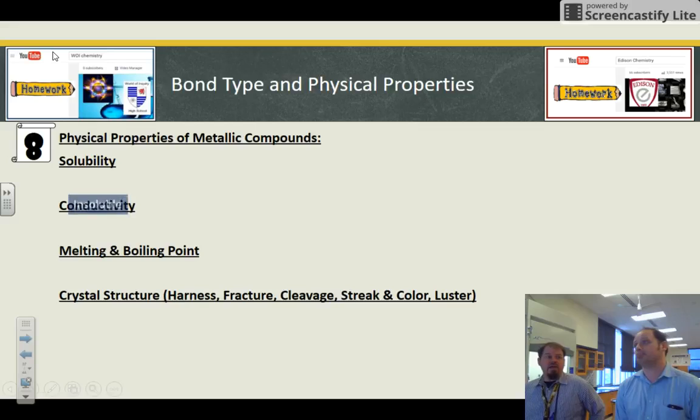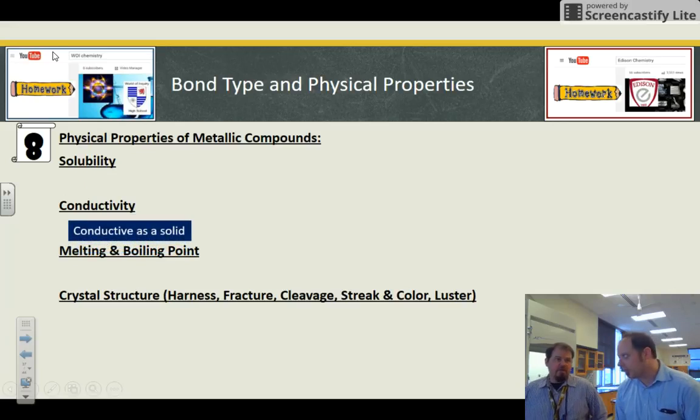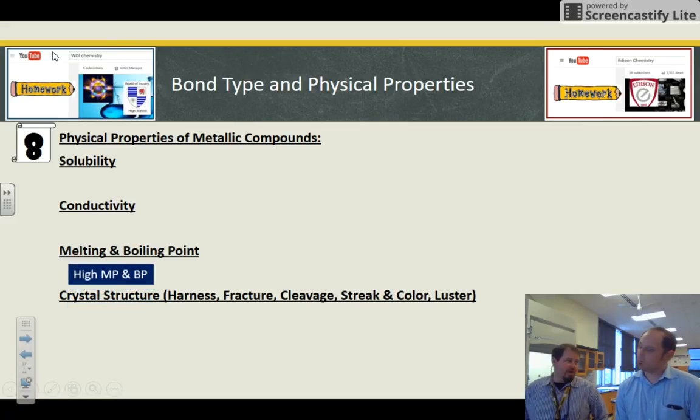Okay, metals. They are going to be insoluble in water. Like full metal solid, it's not going to dissolve. Put an aluminum can in water, nothing happens. This is the only thing that actually conducts electricity as a solid. Of course, super high melting and boiling points, even higher than ionics.